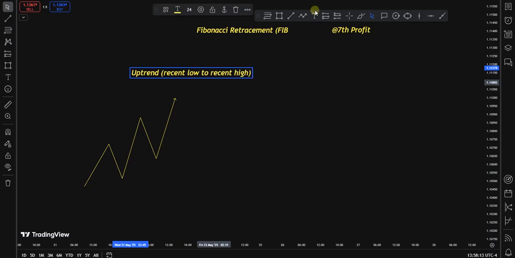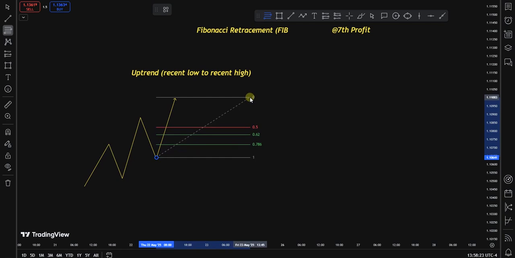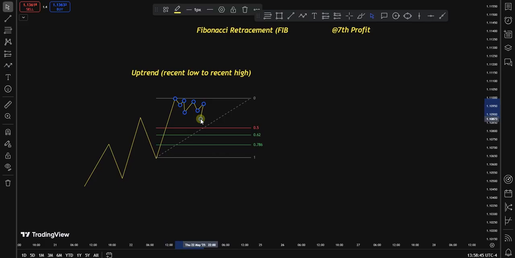For an uptrend, when you take your Fibonacci retracement tool, you draw from a recent low. This is our recent low, as you can see. Then you draw to a recent high. Remember, whenever you see a recent high, make sure the market comes back so that the recent high is clear to you. Wait for the market to do something like a small pullback like this, so that you can easily identify that this is a recent high.